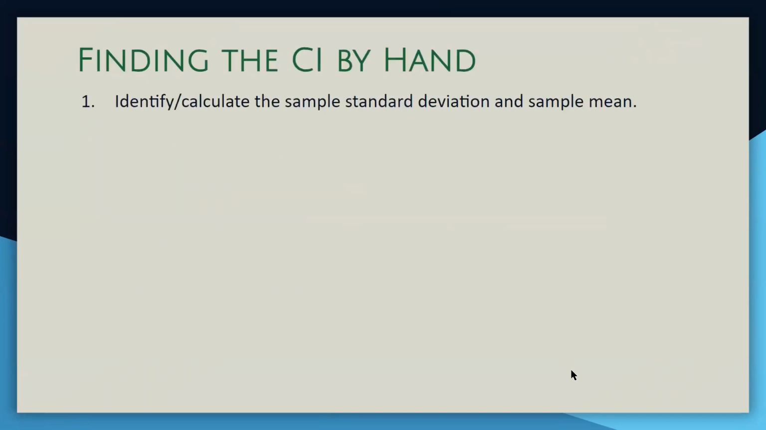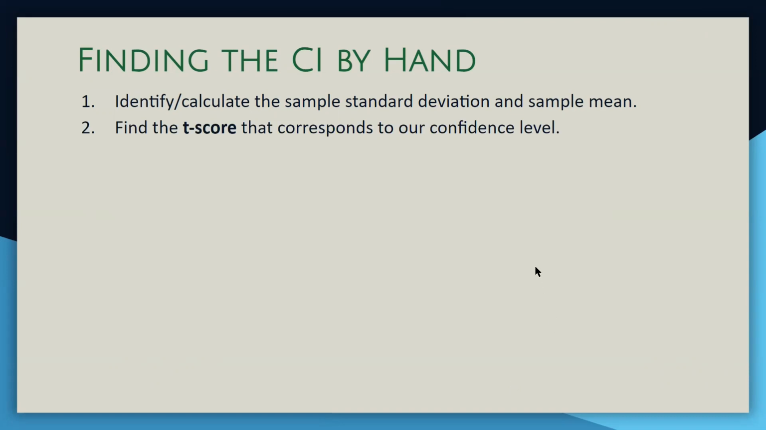So if we want to find this by hand, first we have to identify or calculate the sample standard deviation and sample mean. We're using the sample mean as the center point for our confidence interval. And we're using the sample standard deviation as a point estimate of that missing population standard deviation.